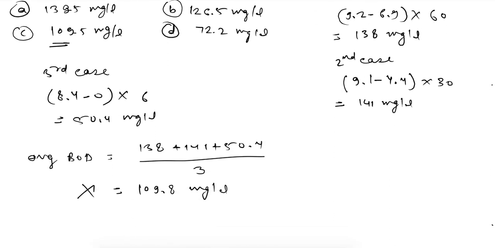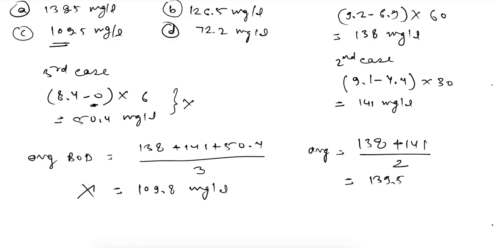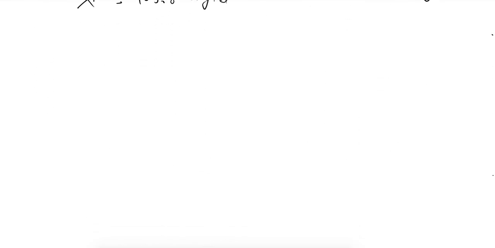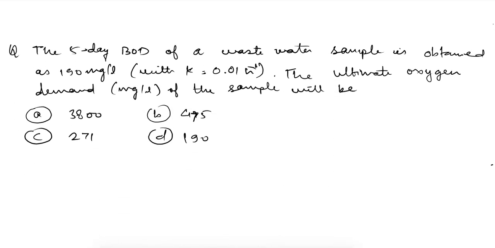And that's why in calculation of the average you will discard the value where the final DO is 0. So your average BOD would be 138 plus 141 divided by 2, and that is equal to 139.5 milligrams per liter, and both were given in the options, so this you should know very well. So A is your answer here. Let's see the next question.